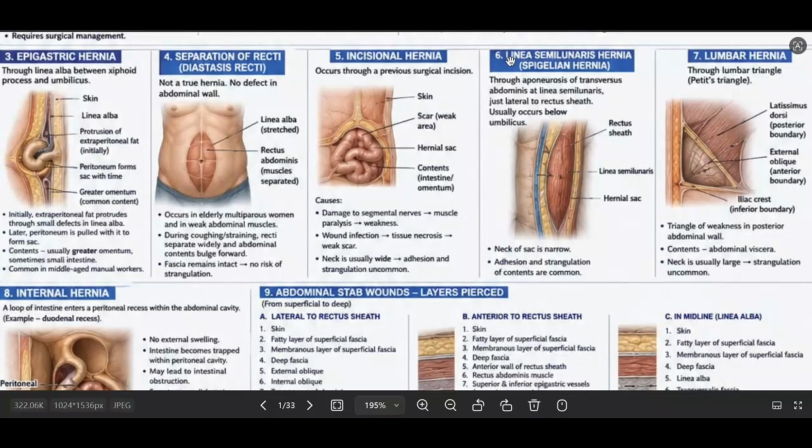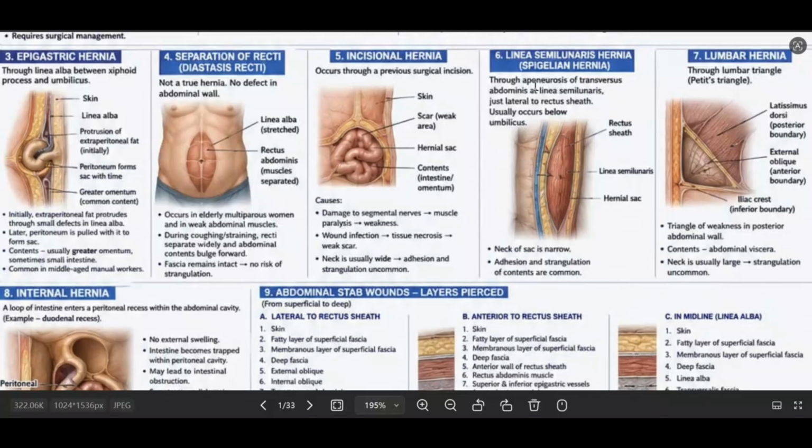Now let's move toward the sixth type of abdominal hernia, and that is the linea semilunaris hernia, which is also called the Spigelian hernia. Okay, now this is an uncommon hernia. This is not very common. Usually you are not going to see that many patients in the OPD.